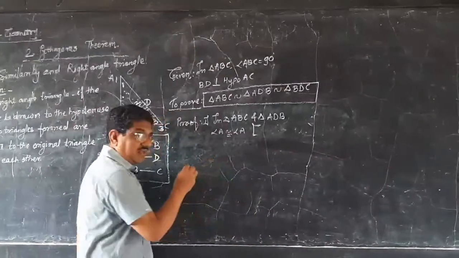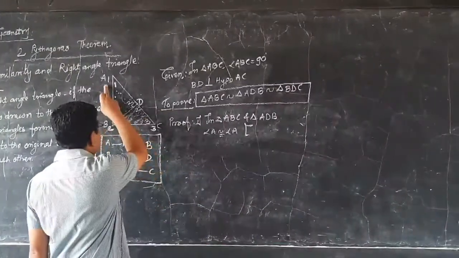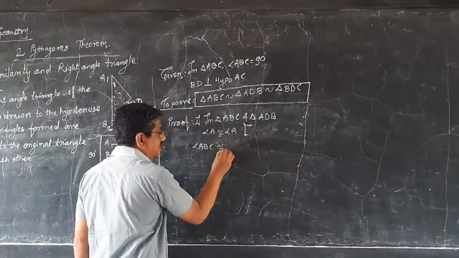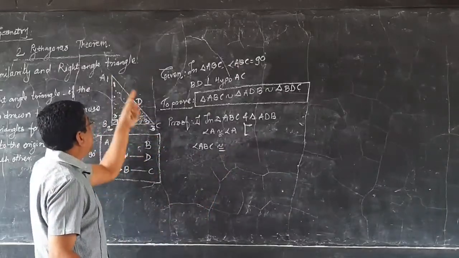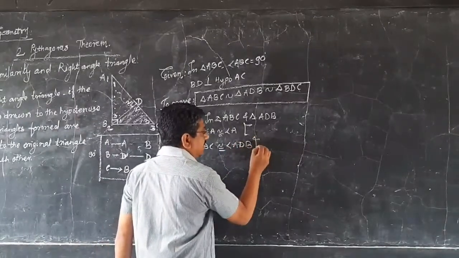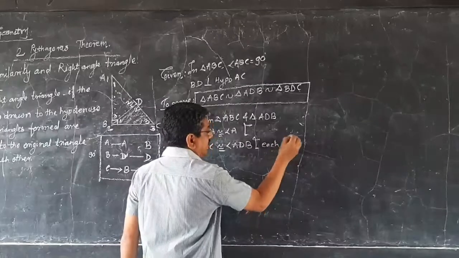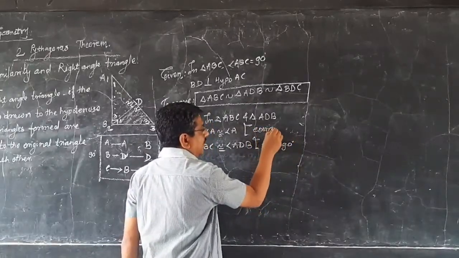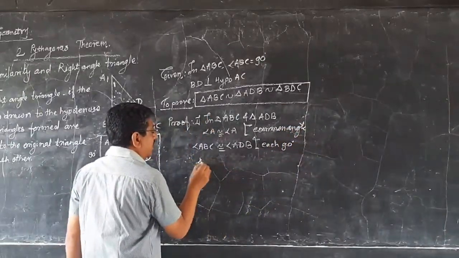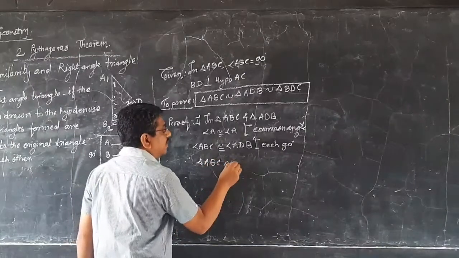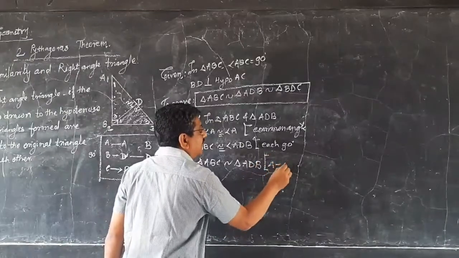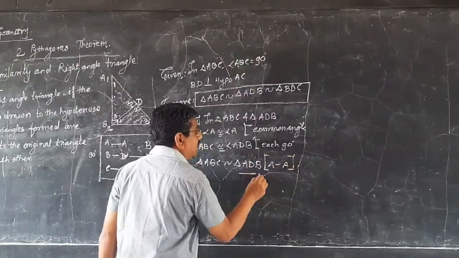Second, take the right angle vertex, angle ABC. It is congruent with the right angle of this triangle ADB, angle ADB, each 90. Here common angle. And therefore, triangle ABC is similar to the triangle ADB by AA test. This is statement 1.